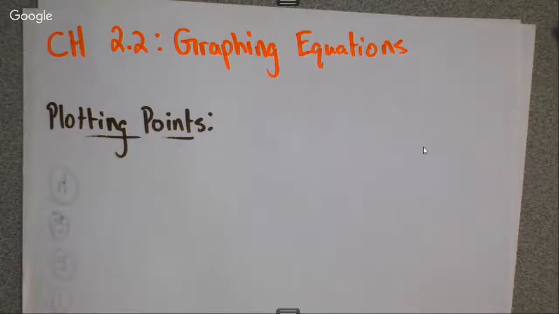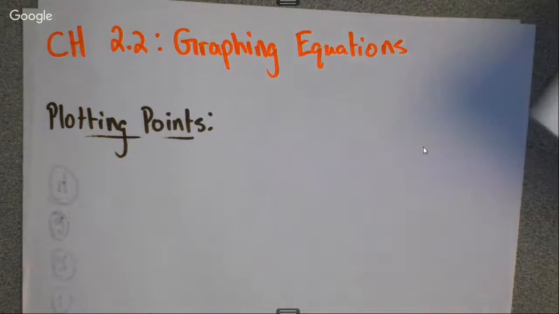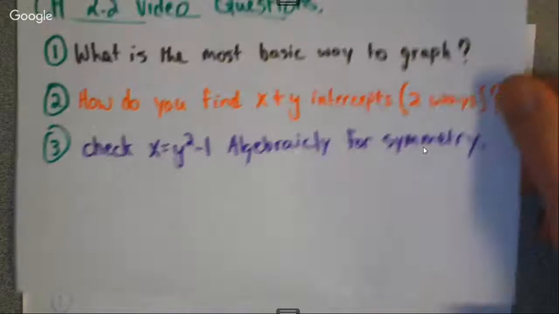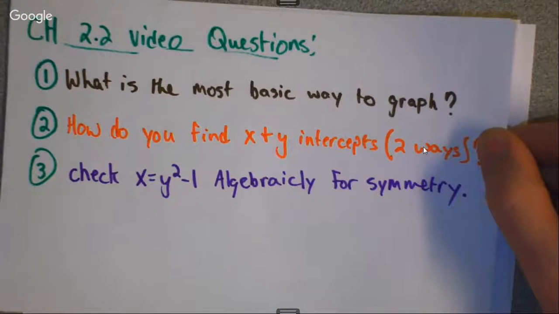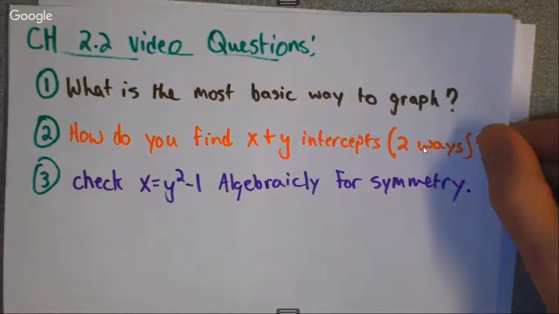I first want to start off by reading the video questions. Question 1 will be, what is the most basic way to graph? Question 2, how do you find x and y intercepts? And please list 2 ways of doing that. Number 3 is check. I wrote an equation here. So check x equals y squared minus 1 algebraically for symmetry.